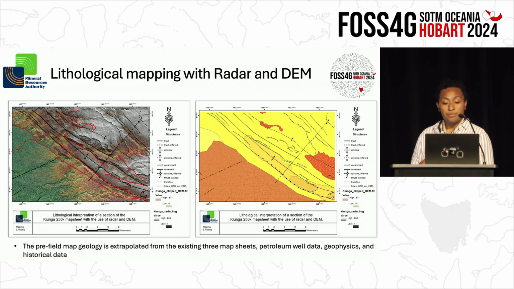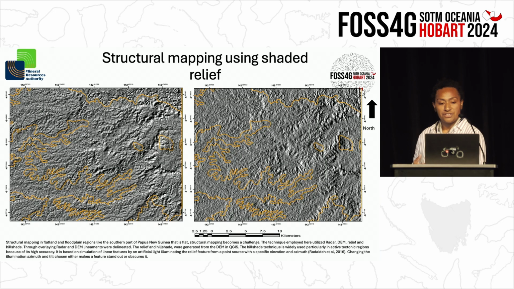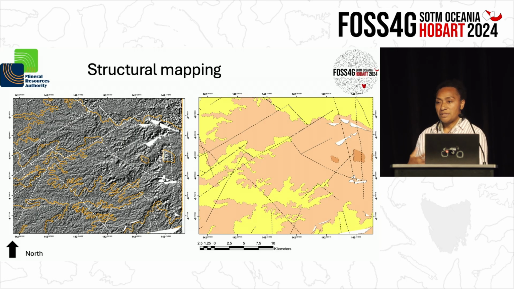The pre-field geology map was extrapolated from existing adjacent map sheets, as well as petroleum well data, geophysics, historical data, and publicly available open source remote sensing data, as I mentioned. Structural mapping was done using shaded relief mostly. Through the technique of hillshade, you manipulate the light angle and play around with that to generate different types of images. These maps just show different angles of light, and this is where structural interpretations were made.